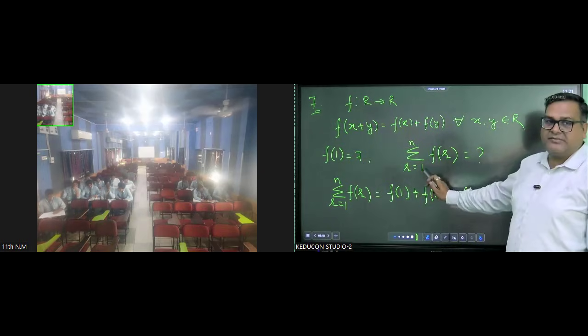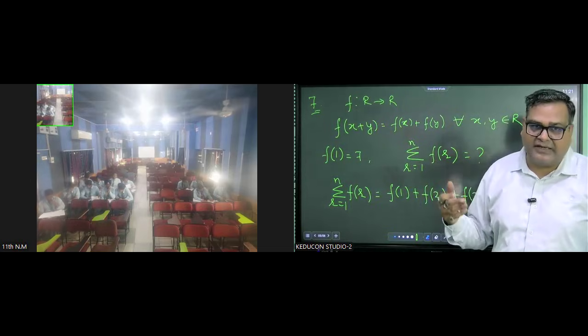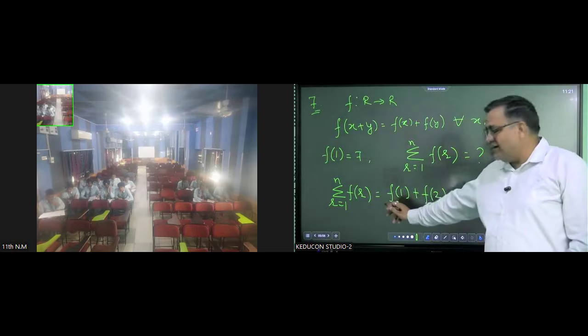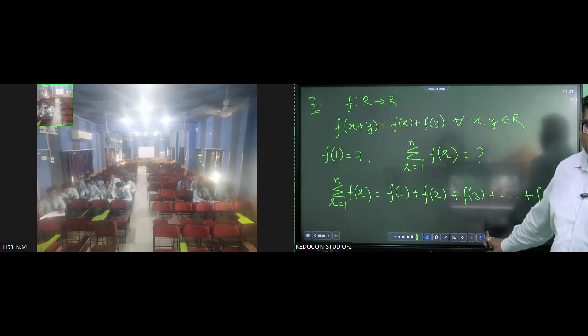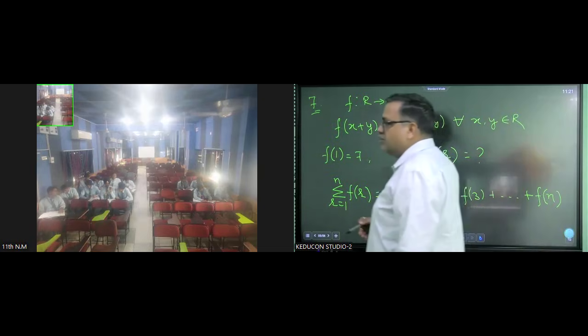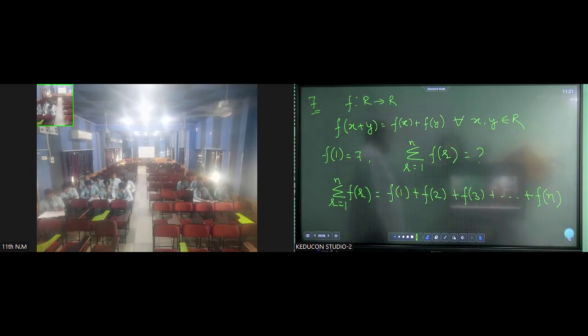So what is the meaning of summation? You change the value of r from 1, 2, 3, 4 up to n and add them. So I have written the meaning of summation r varies from 1 to n in the bottom line. Is this clear? यहाँ तक कोई डाउट बच्चों? यहाँ तक कोई डाउट?